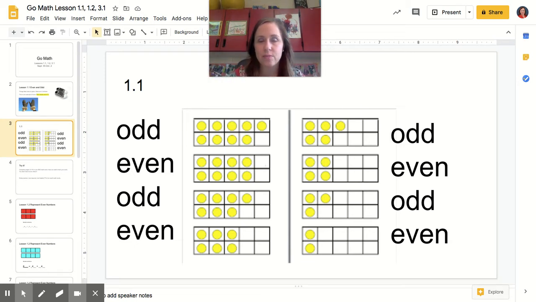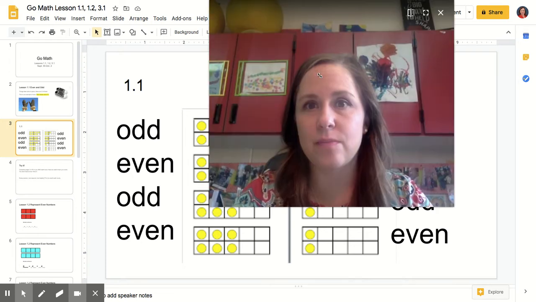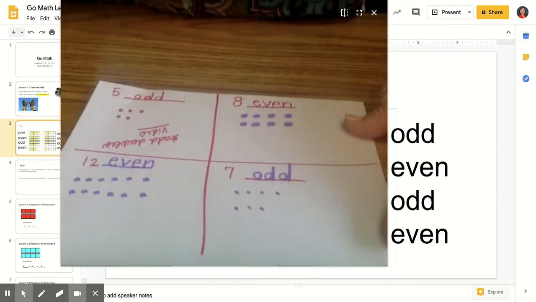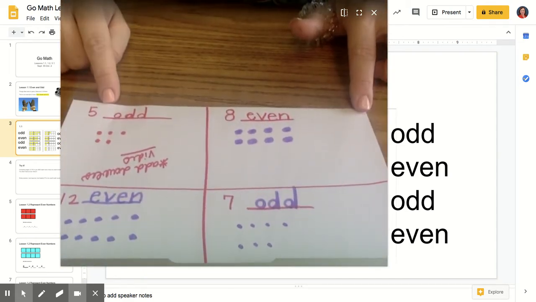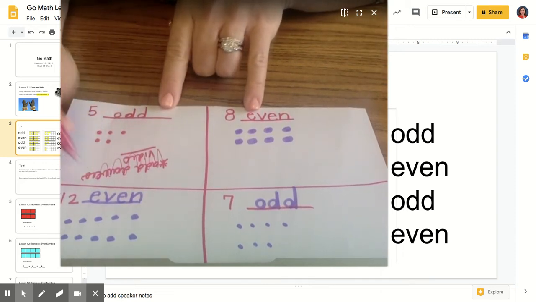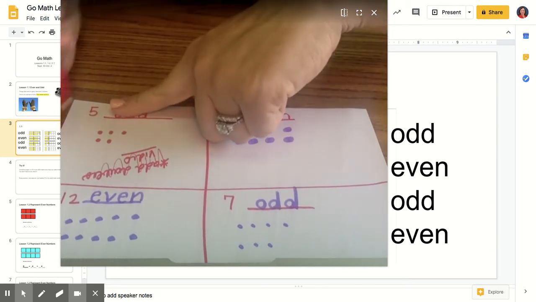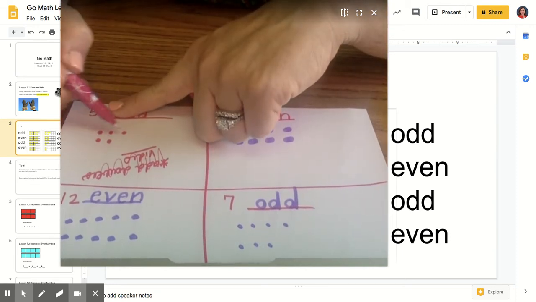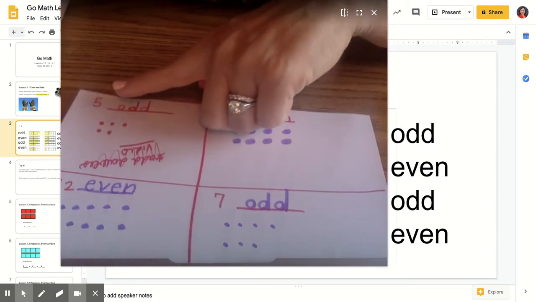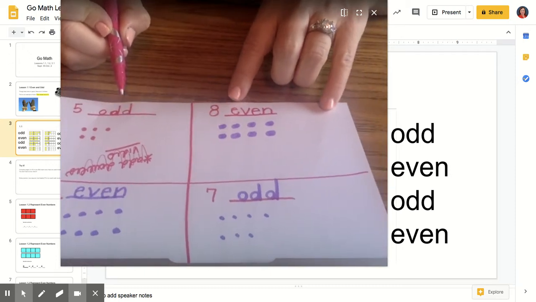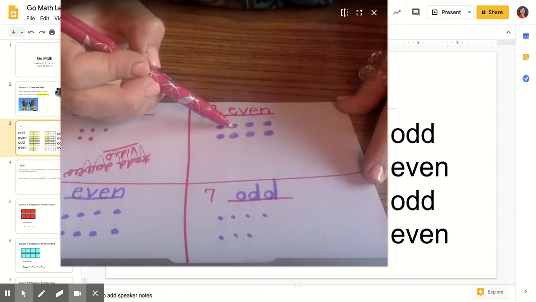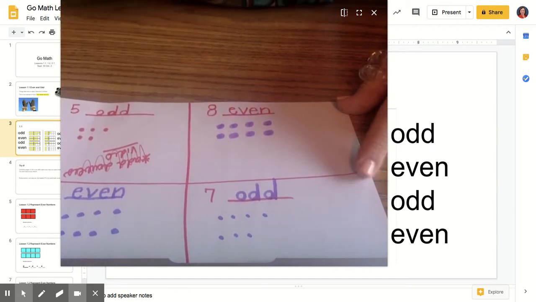So I'm going to flip the camera down and show you some examples of how you're going to do this, okay? All right, so right here, you have the number 5. Okay, it will not show you this. You will have to draw 5 dots and notice that there is no match, okay? So that tells me this is odd. All right, number 8 would be even because each one has a match.